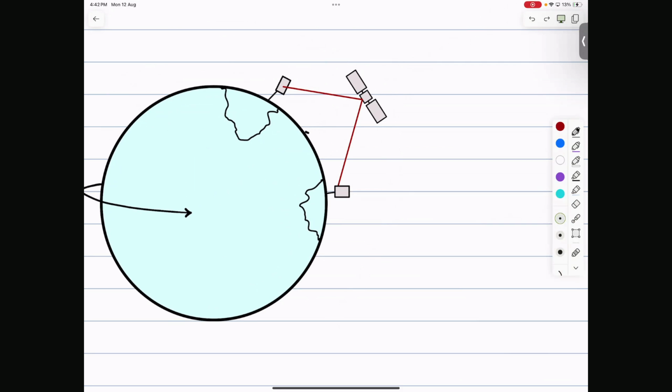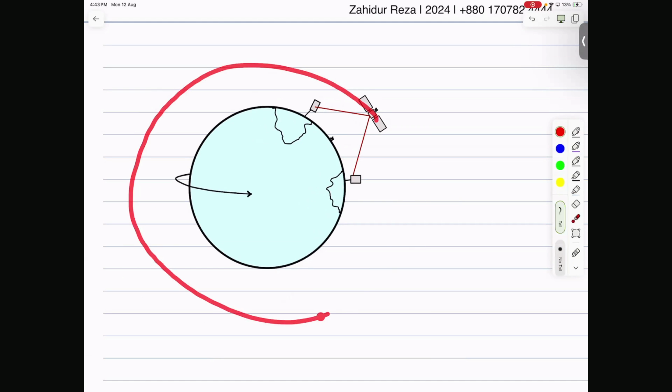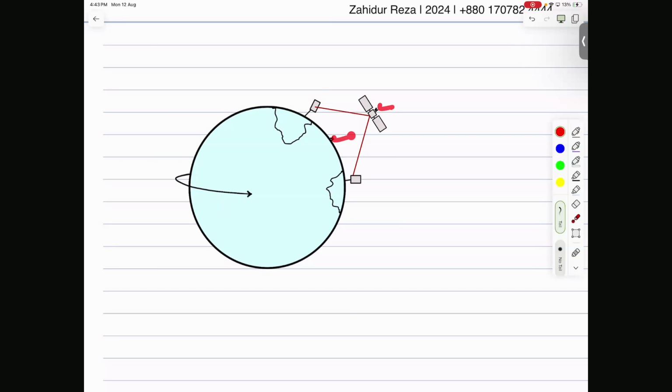Suppose the speed is the same for the Earth's surface and a satellite, right? If they have the same speed, which one covers more distance, the surface of the Earth or the satellite? The satellite. The satellite's radius is bigger, isn't it? Let me draw it. This is the circle that the satellite covers. This is the distance that the point on the Earth covers. Which one covers more distance? The satellite, right?